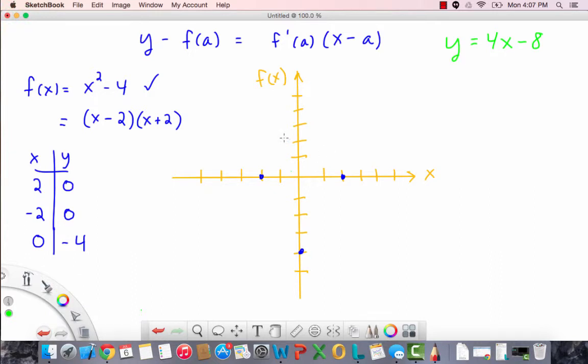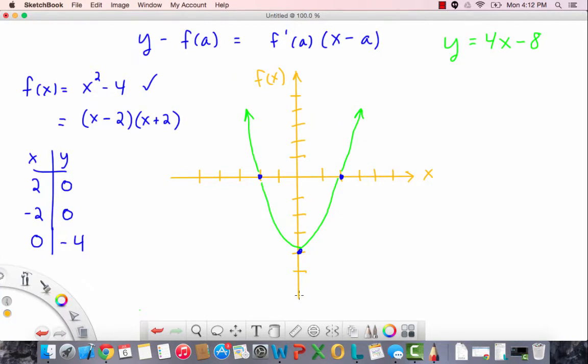And we will make our parabola. We will attempt to make our parabola like so. And then let's go back to the original problem. We wanted the equation of the tangent line when x was equal to 2.